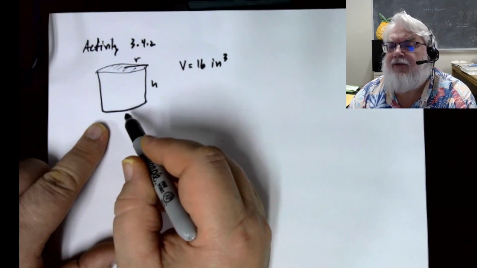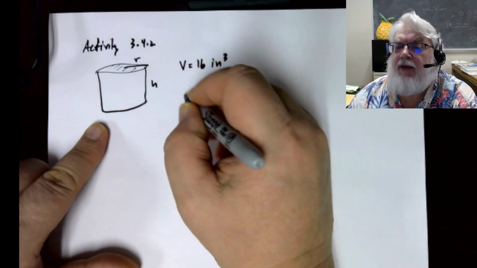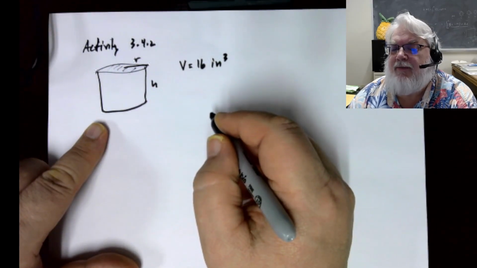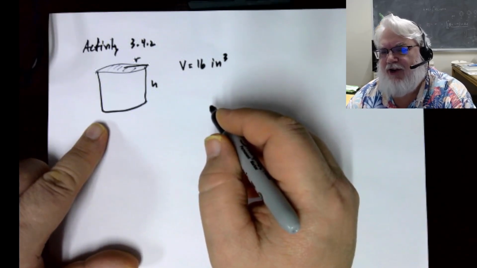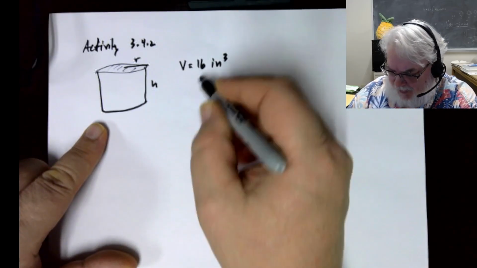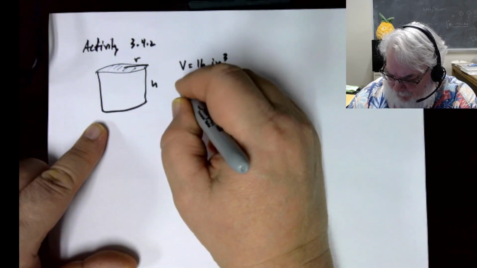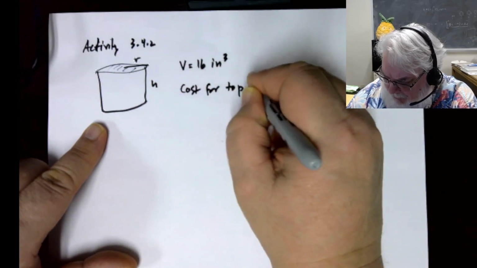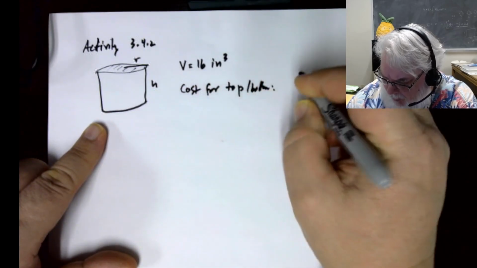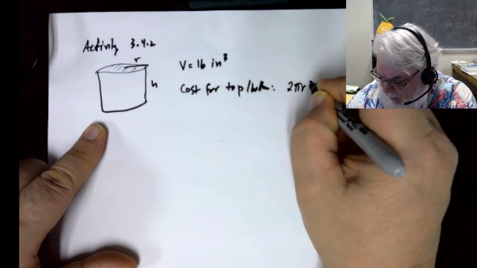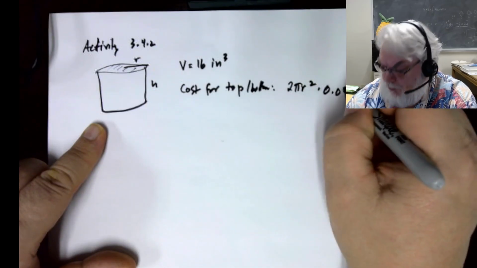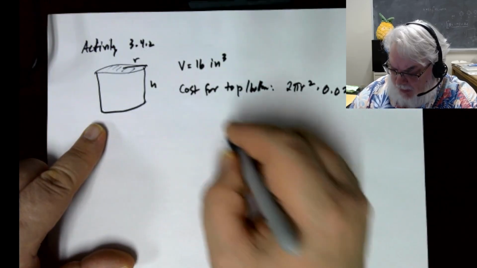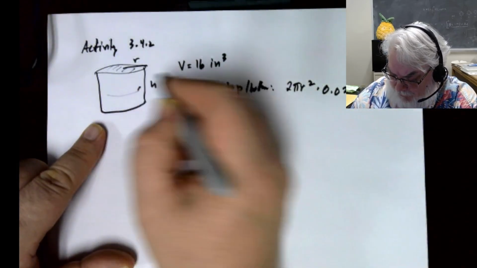The lids are costing $0.027 per square inch. So for the top and bottom, we're going to have 2 pi r squared, that's the area, times $0.027 per square inch.